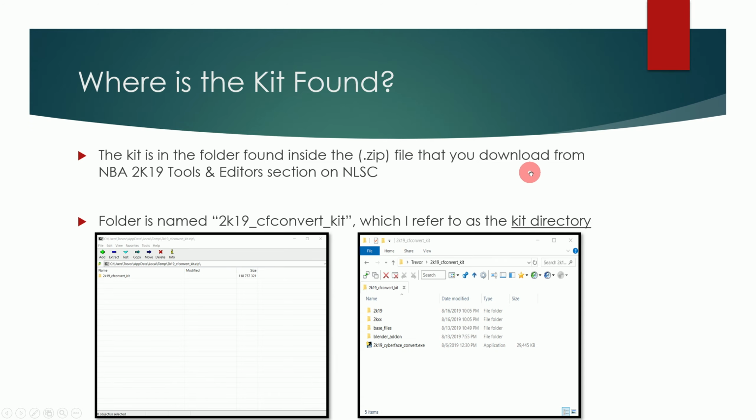The file that you download from the NLSC will be a zip file and it will have one single folder in it. The name of that folder will be what you see right here. In there is the kit, and also that folder will be referred to as the kit directory.